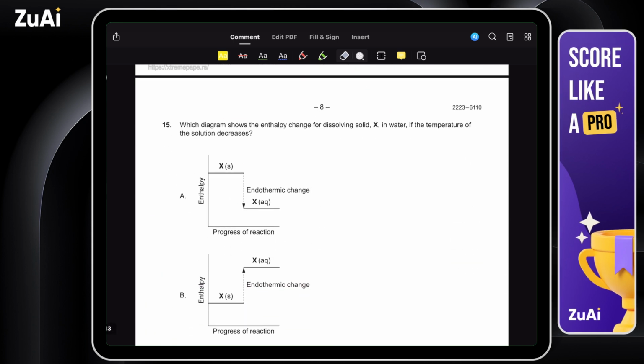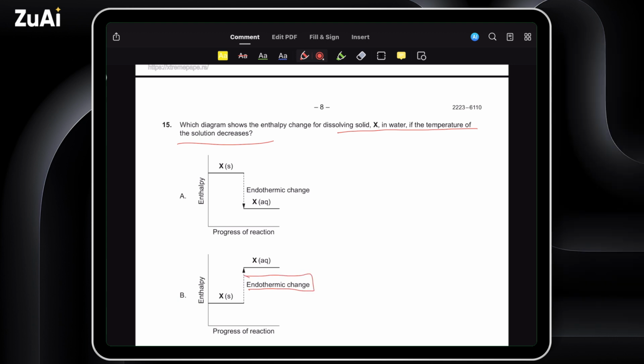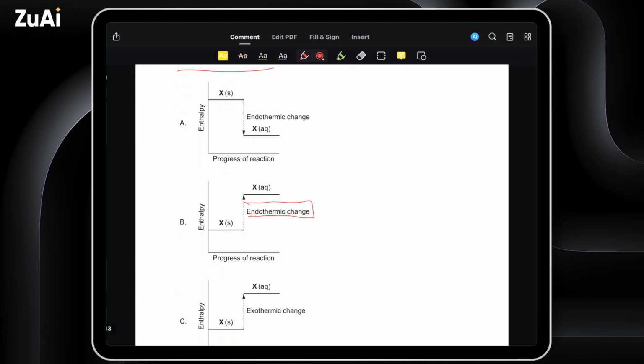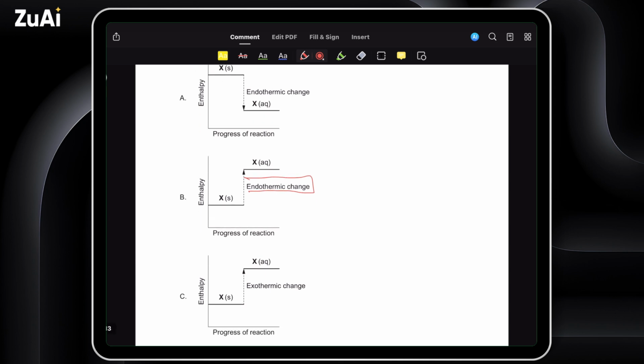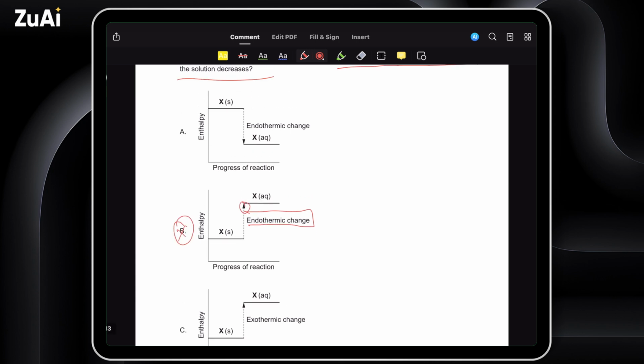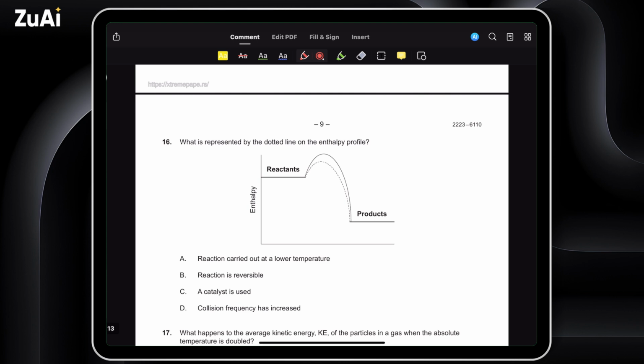Which diagram shows enthalpy change for dissolving solid X in water if the temperature of the solution decreases? Temperature decrease means it is endothermic. And the endothermic arrow is always upstairs. The B is the answer. What does the dot represent? That is a catalyst, used because it lowers the activation energy. That is the activation energy for the uncatalyzed reaction, and this is the activation energy for the catalyzed reaction.